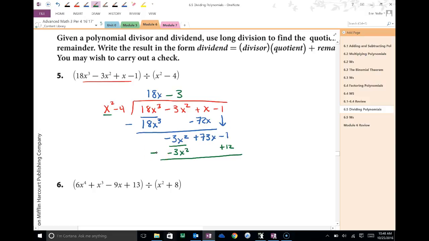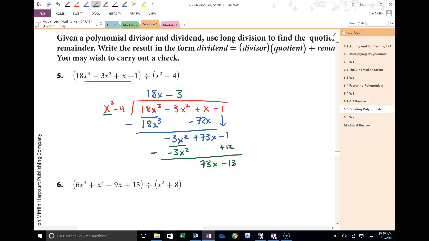So how many x squareds do I have? 0, okay. What's 73x minus nothing? 73x. And what's negative 1 minus 12? There you go. All right.